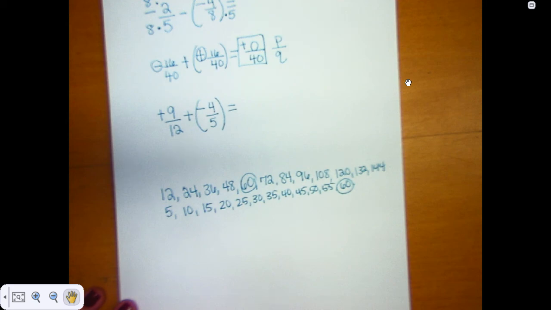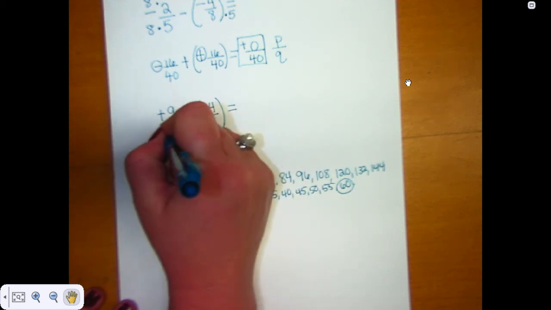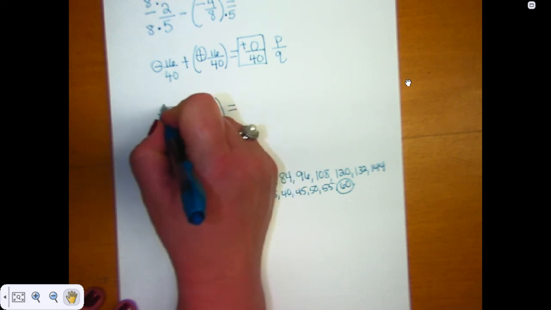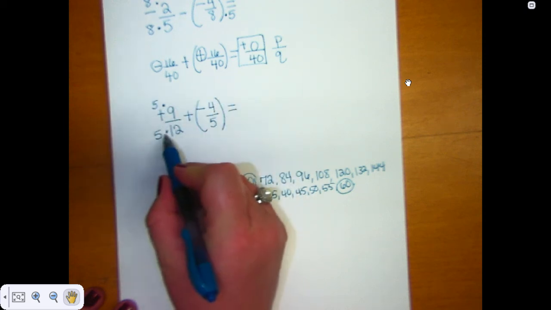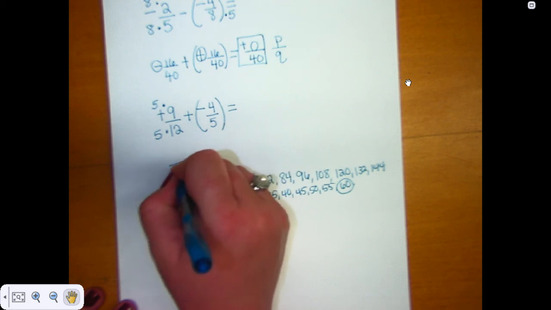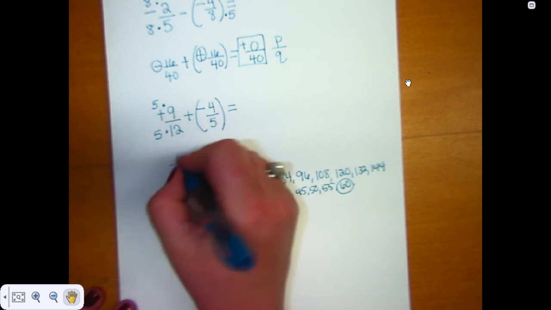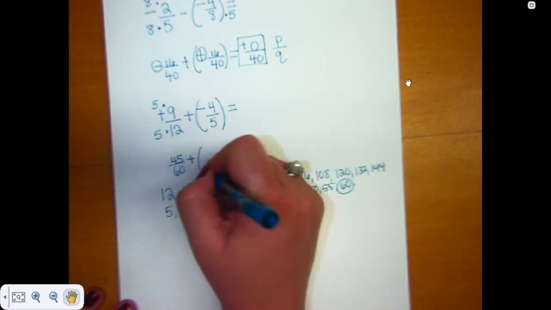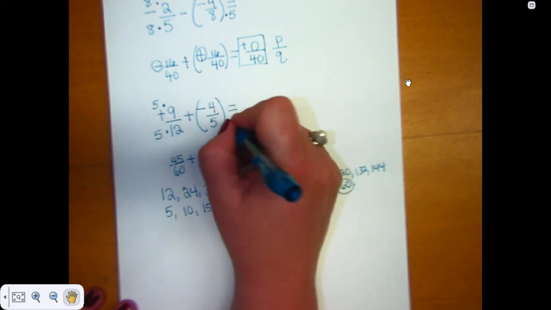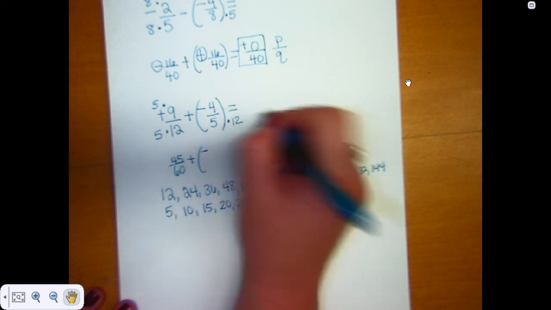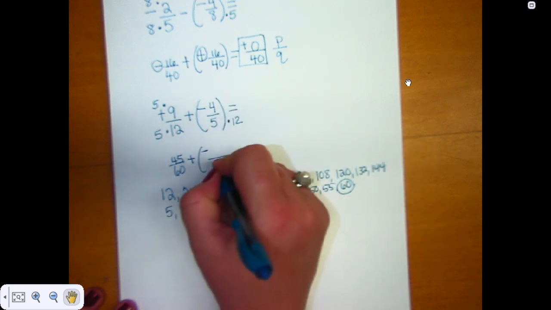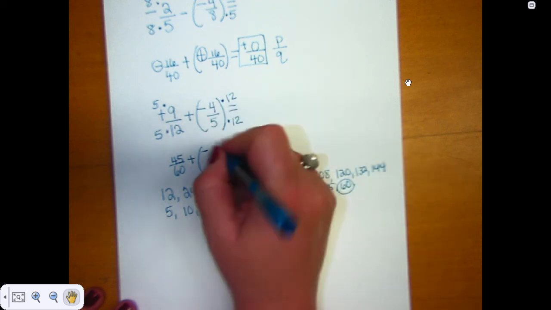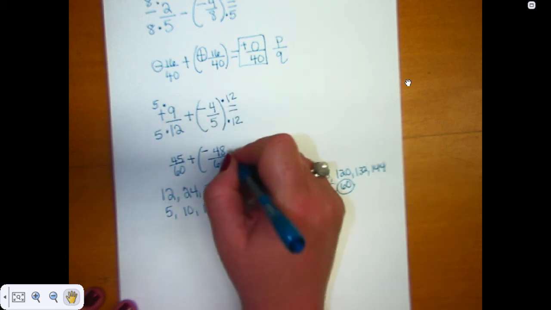So let's convert this. 12 times 5 is 60, and if I do that to the bottom, I have to do it to the top also. So 5 times 12 is 60, and 5 times 9 is 45. Bring your plus sign down. 5 times 12 is 60, and whatever I do to the bottom, I have to do to the top. So I have negative 48 over 60.